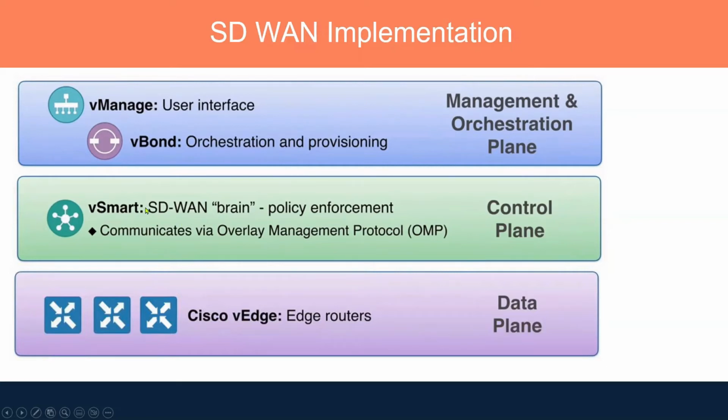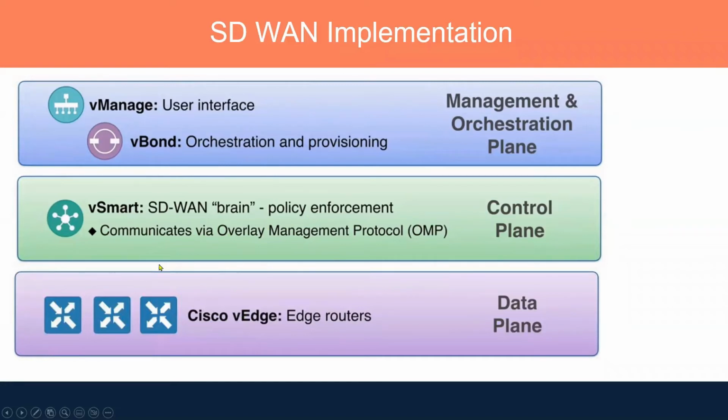Then we have vSmart. As I told, this is the brain, and you can do the policy enforcement using this vSmart. This is basically the control plane. And for the communication between vSmart and the edge device, it is using the OMP protocol. Using the OMP protocol, it is communicating to the edge device.